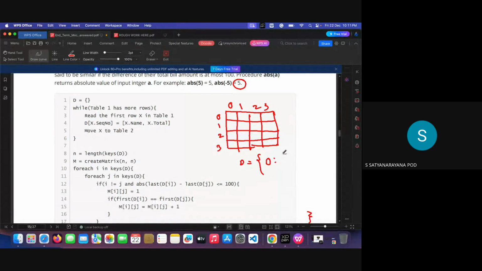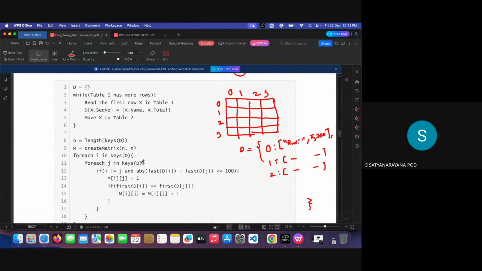X dot name means the name of the customer, I'm sure. Maybe his name is Ravi, and his total cost of bill is maybe 5,700 rupees. This is the first bill, and again for the next bill, same thing, 2 entries are there. Second bill, so each bill is maintained. Up to here it's clear.